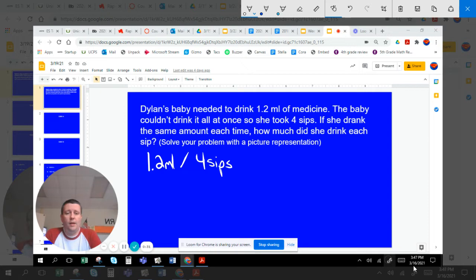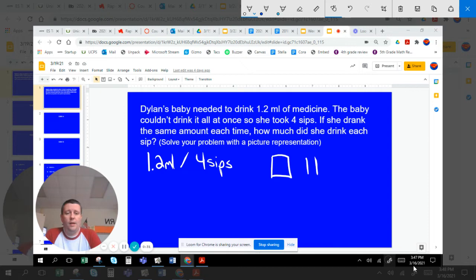So today we're going to start off with picture representations. The picture representations we're the most familiar with would be our base 10 blocks. Thinking it through, I've got 1.2 milliliters, so that's 1 whole and 2/10. I'm splitting this into 4 equal size groups. That's what this says: divide it by 4. As it stands, with 1 whole and 2/10, I don't have the ability to split this into 4 groups because I don't have enough of anything.